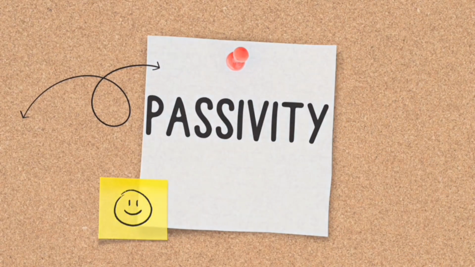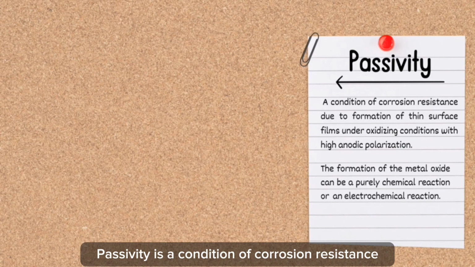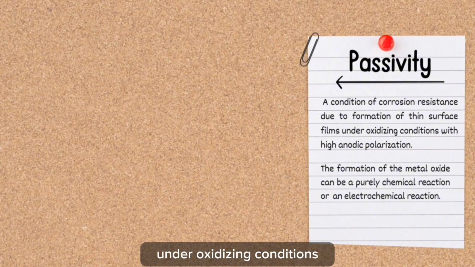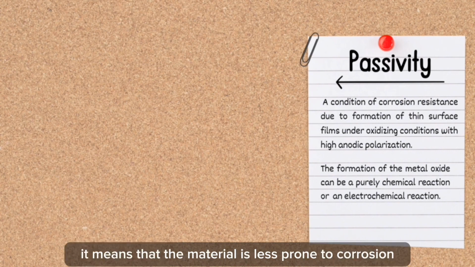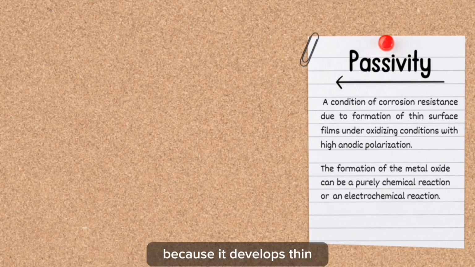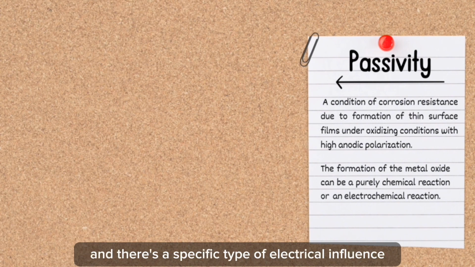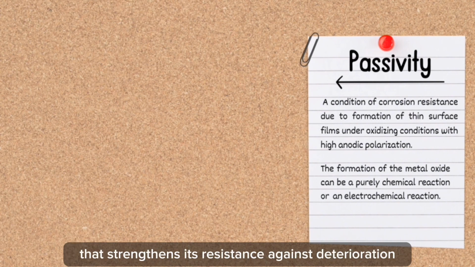Passivity. Passivity is a condition of corrosion resistance due to formation of thin surface films under oxidizing conditions with high anodic polarization. The formation of the metal oxide can be a purely chemical reaction or an electrochemical reaction. In simpler words, it means that the material is less prone to corrosion because it develops thin protective layers on its surface. This happens when the material is exposed to conditions with oxygen, and there's a specific type of electrical influence that strengthens its resistance against deterioration.